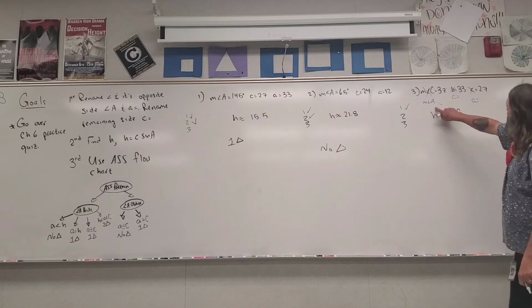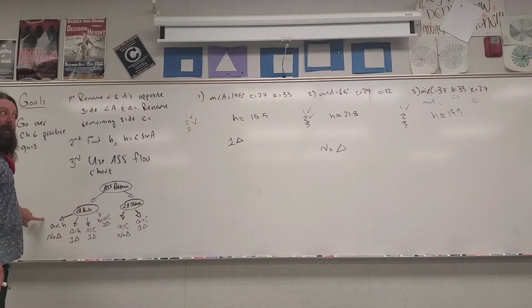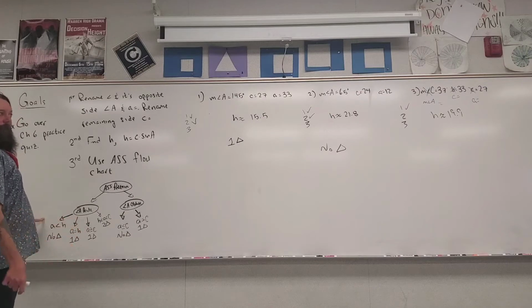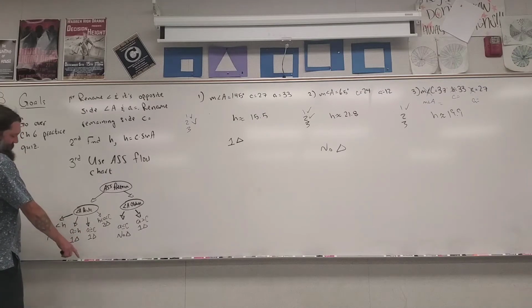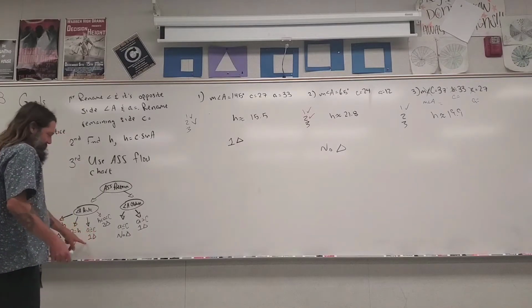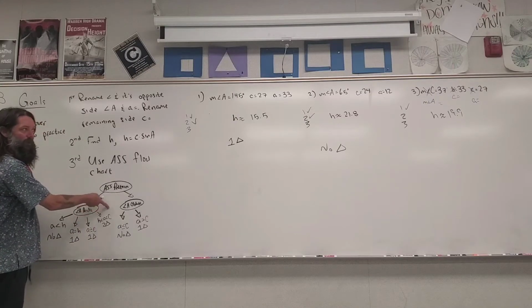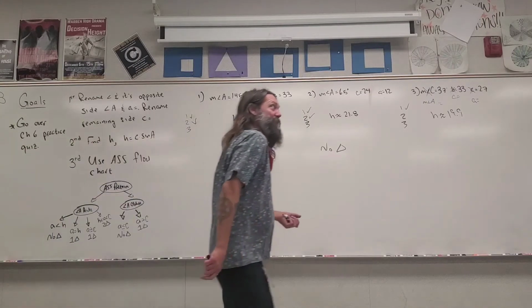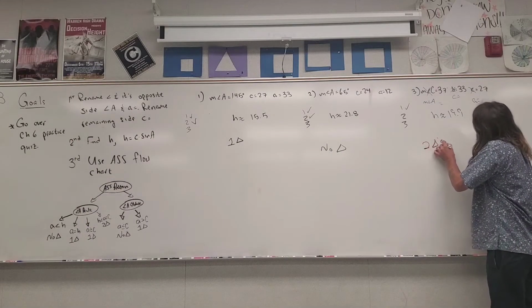Okay, so angle A is acute. A is larger than the height, so I'm not here. A is not equal to the height. A is not greater than C, but the height is shorter than A, and A is shorter than C. So in this case, we're actually going to have 2 triangles. This is a 2 triangle case.